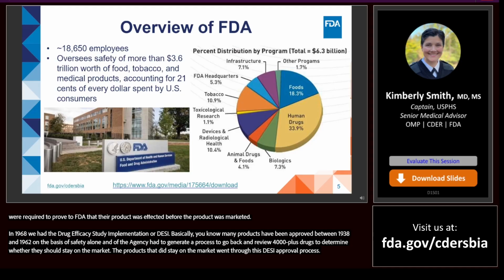On the right, you see a figure that was from 2023, although it remains largely current. It shows that the human drugs program is the largest by far, followed by foods, tobacco, devices and radiological health, and then biologics. This course will really focus in on the human drugs and biologics programs.